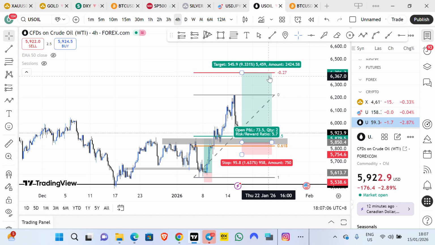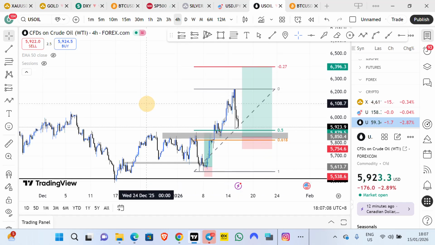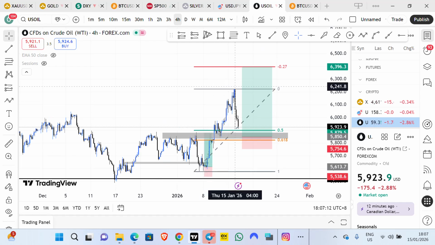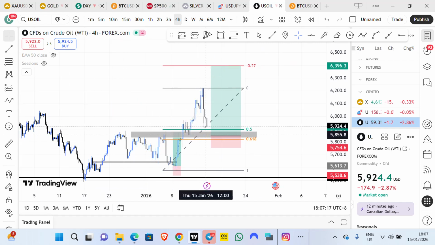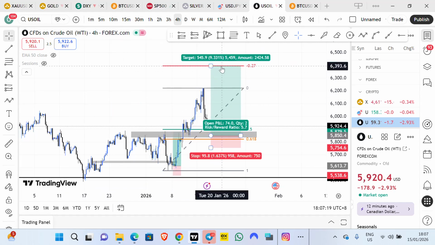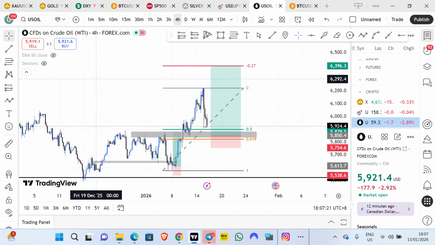So don't forget, our analysis is telling us that price just gave us a new higher high. We are expecting a higher low. After the higher low, what you're expecting is a new higher high. So this is the technical aspect of the IPC concept. Fundamentally, we are bullish. Currently, we are bullish on oil. Technically, we are still bullish.